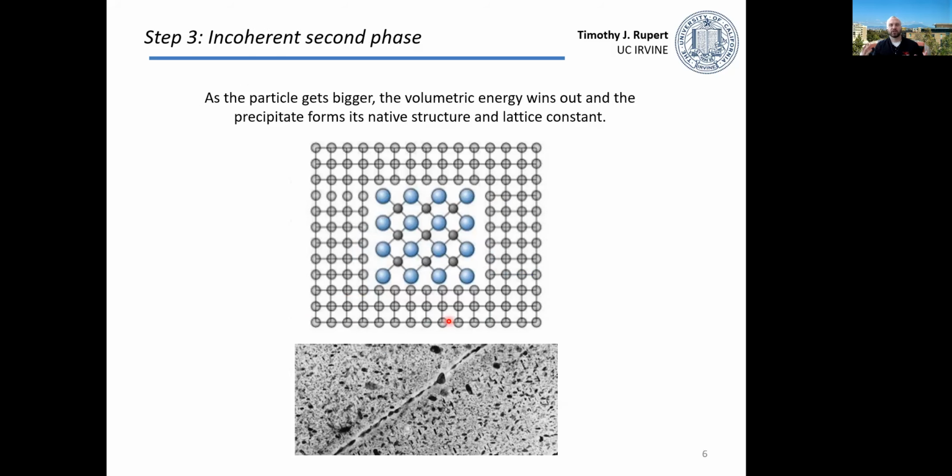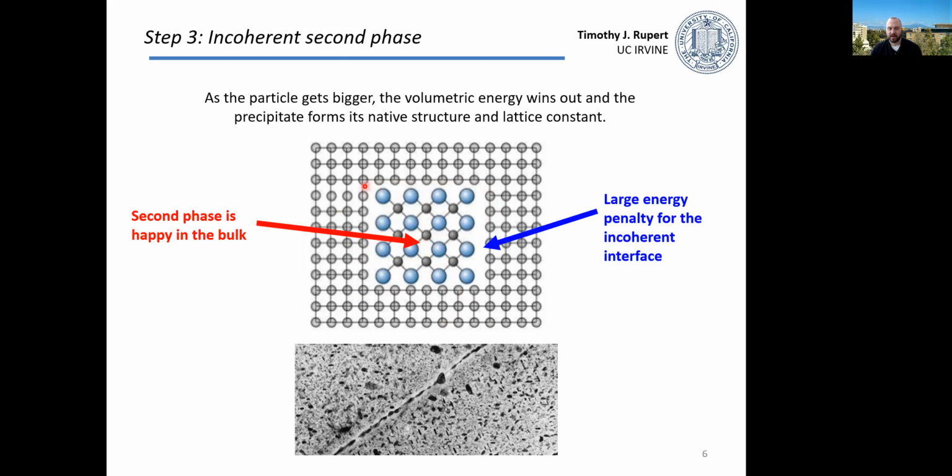As these start to grow, eventually those particles will get bigger, the volumetric energy component wins out, and you're going to form a precipitate that has its native structure and lattice constant, but now has to form an incoherent or non-matching interface with the matrix. So in this case, that blue and gray phase has formed this different crystal structure. It's happy by itself, so it's relatively low energy, but there's an energy penalty from having this new interface. Okay, and on the bottom is just showing an example of incoherent precipitates that have nucleated out into a matrix inside grains or along grain boundaries.